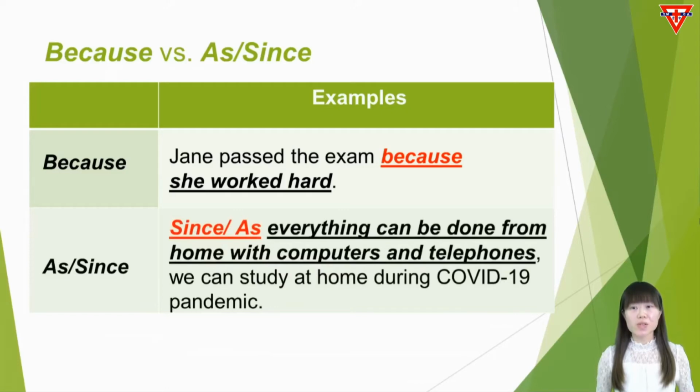We often use as and since when we want to focus more on the result than the reason. With as and since, the reason should already be known by the listener. For example, we like to emphasize the situation that even during the COVID-19 pandemic, we can still learn and study as usual. As and since are more formal than because. We often use as and since clauses at the beginning of the sentence, and we use a comma after the as or since clause.